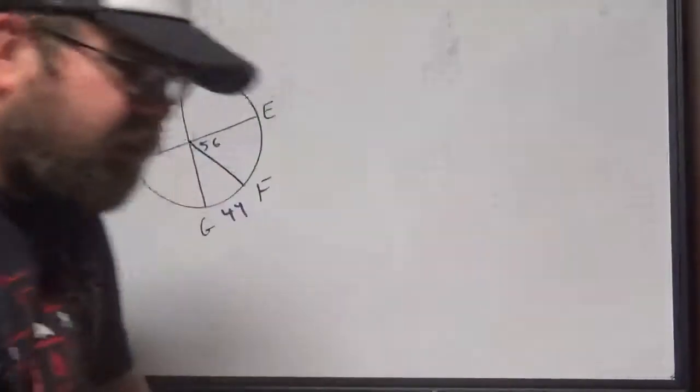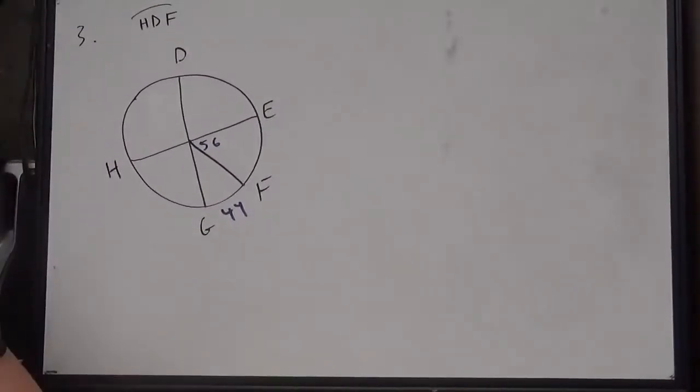Hey, this is Mr. Coker, obviously, and this is a video for Will, where I'm going to do numbers 3, 4, and 5 from the arcs and angles assignment. I'm going to start just by doing number 3, and then I'm going to do number 4 and number 10.